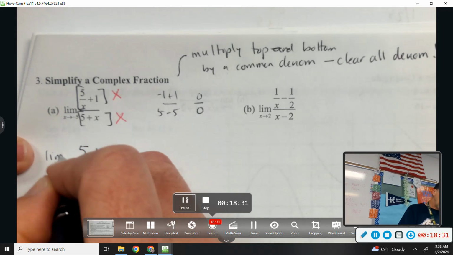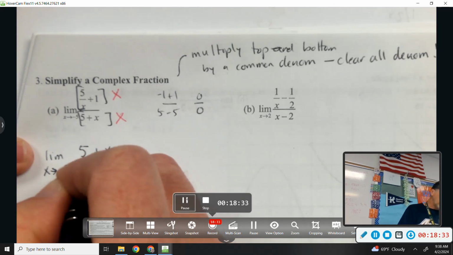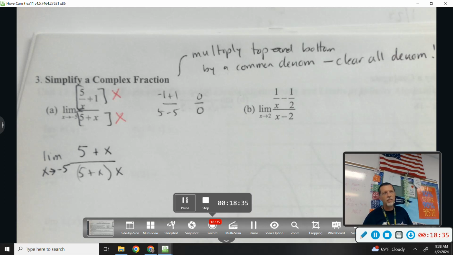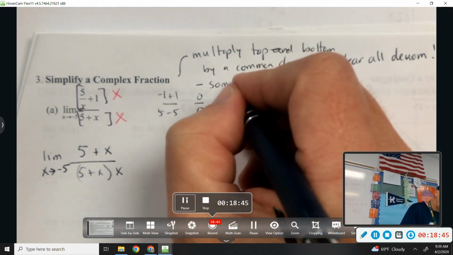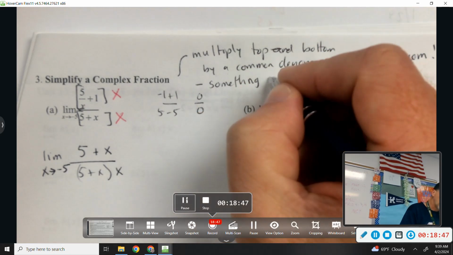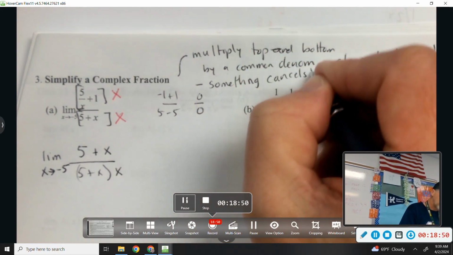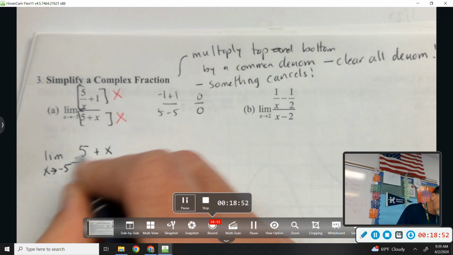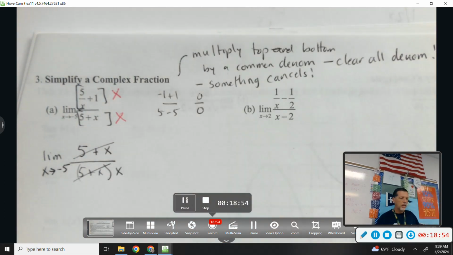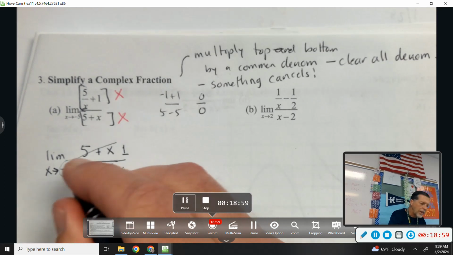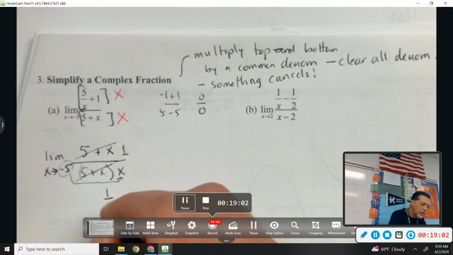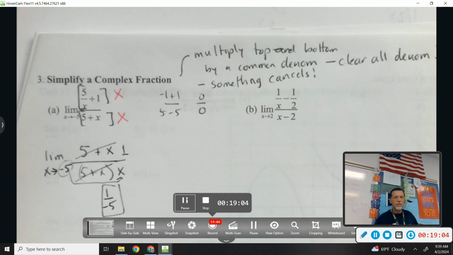Because kind of like with factoring, I do want something to cancel. So there is a similarity with all the algebra methods. And that is, after you do your algebra magic, something cancels. And in this case, the 5 plus x cancels. Be careful, that still leaves a 1 in the top. And if I now substitute negative 5, I get negative 1/5.